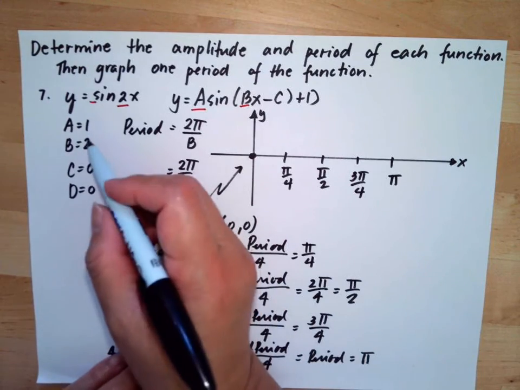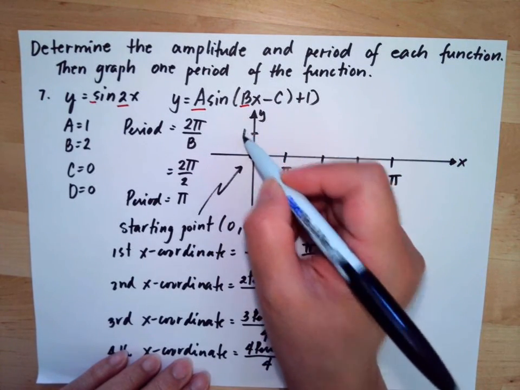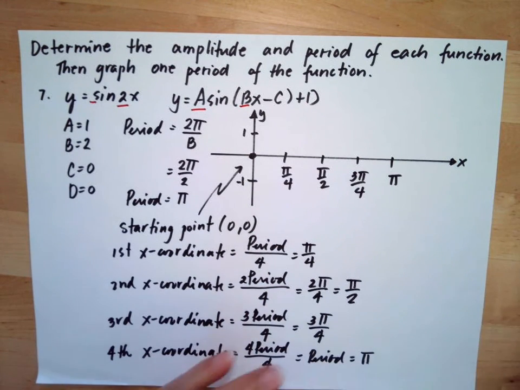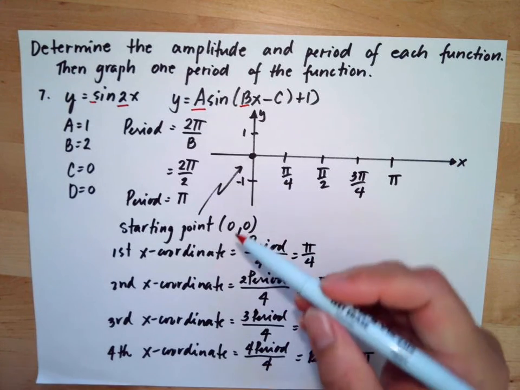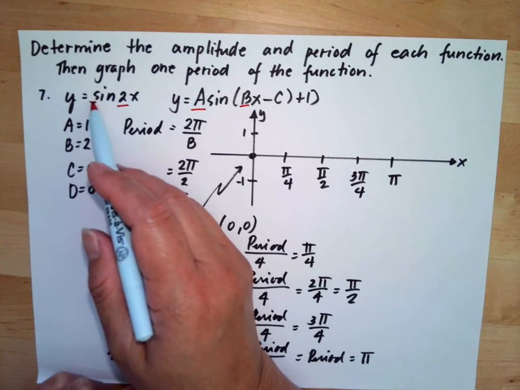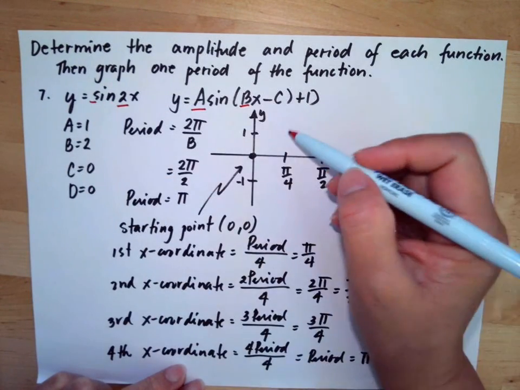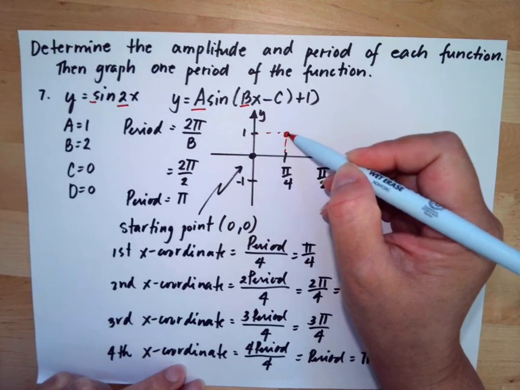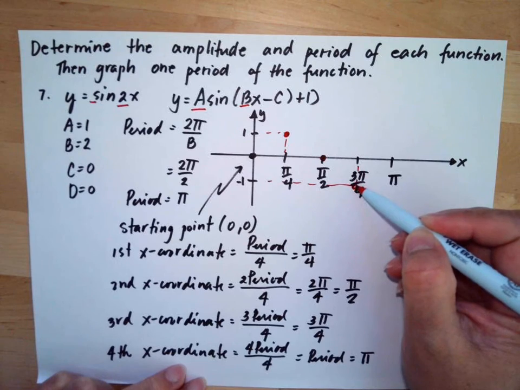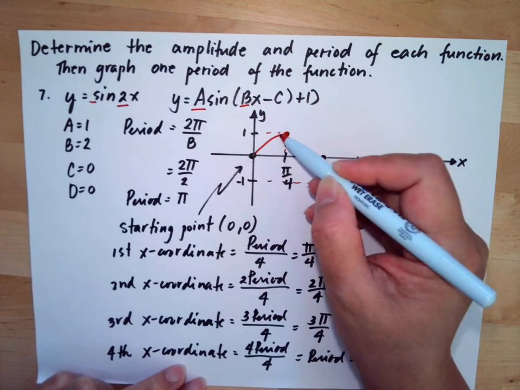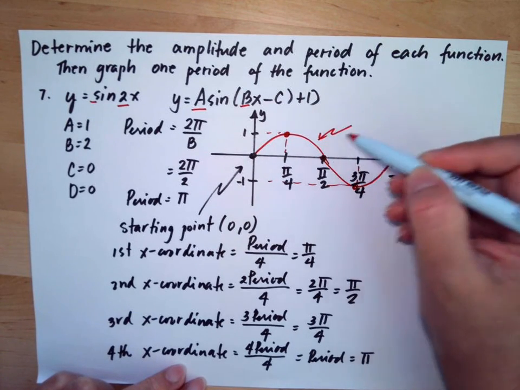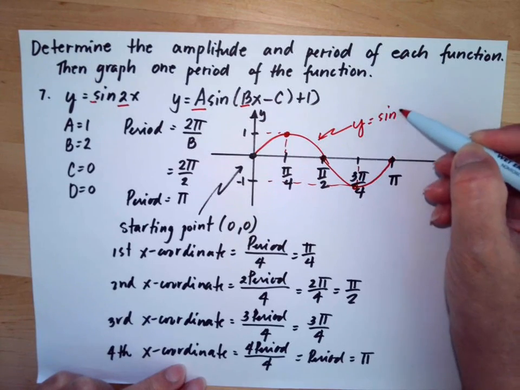Now, our amplitude is equal to 1. So let's assume this is our 1. And this is negative 1. Now, because there's no horizontal shift or vertical shift, the starting point is 0, 0. Then it is a positive sine 2x, meaning we start going up. So this goes up here, then you go down, then you go down, then you go up. So this is the graph of your sine function. So this is your y is equal to sine 2x.